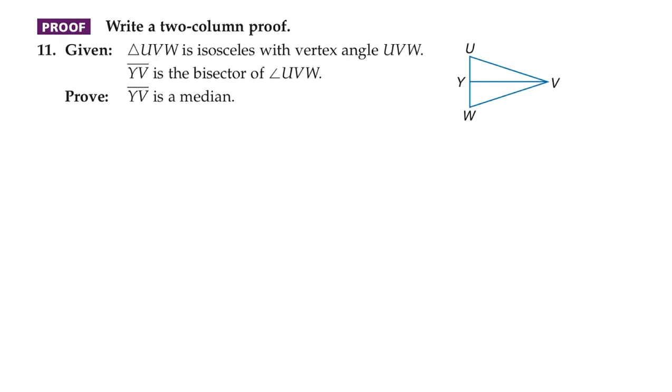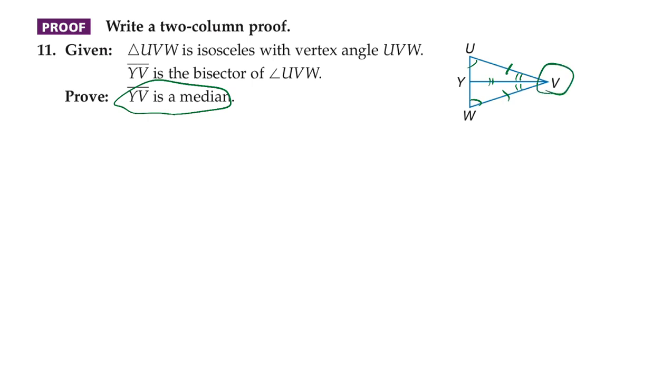Okay, so this is an isosceles triangle, with this being the vertex angle, which means these are the two congruent sides. Base angle theorem says these angles are the same. That's stuff we know. We haven't written it in the proof yet, but I'm just reasoning through what we'll do. YV is the bisector of angle UVW, so that means this angle is the same as this angle. That's the angle bisector. And this side is congruent to itself by reflexive property, and we want to show that YV is the median.